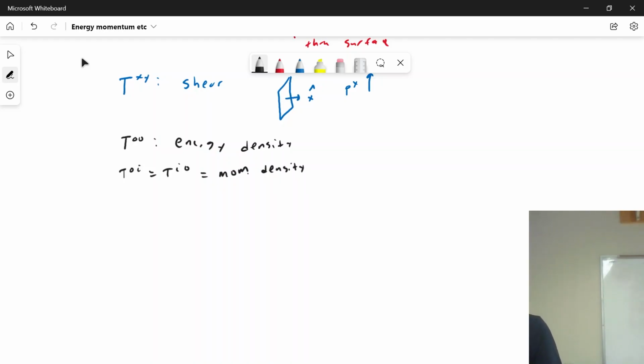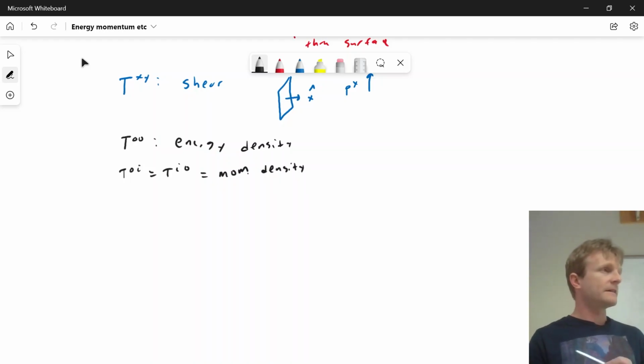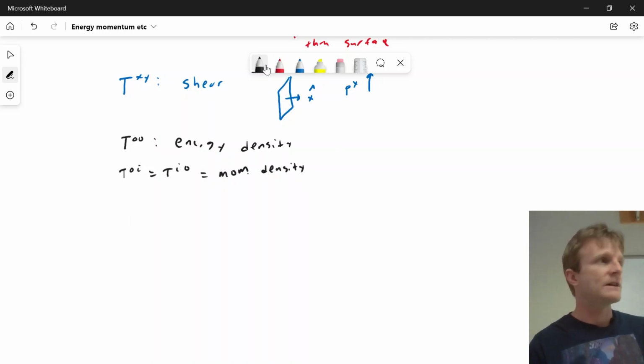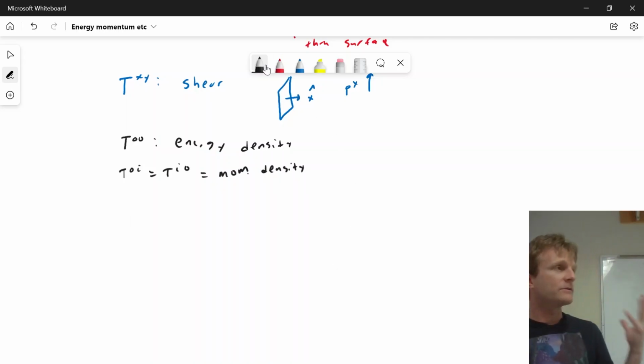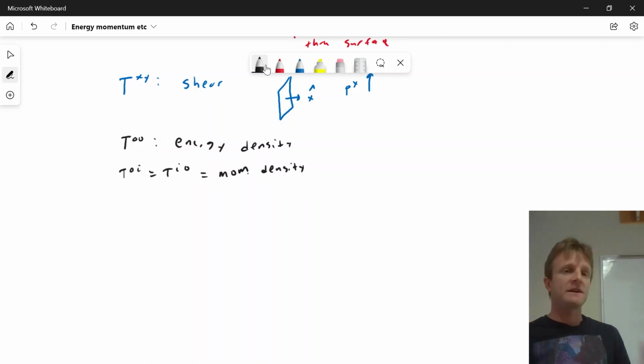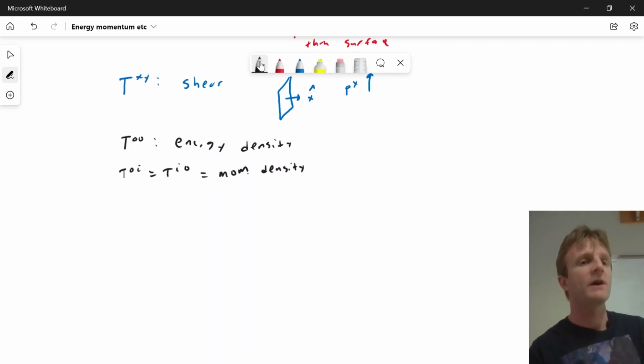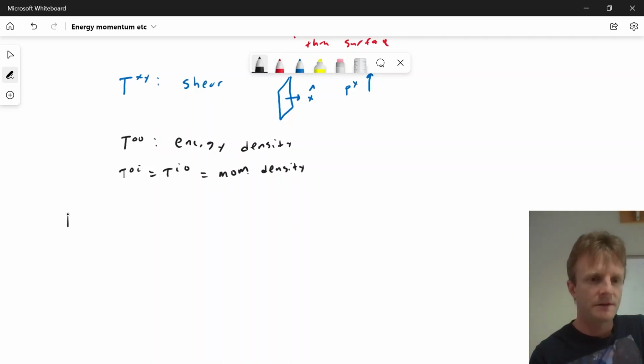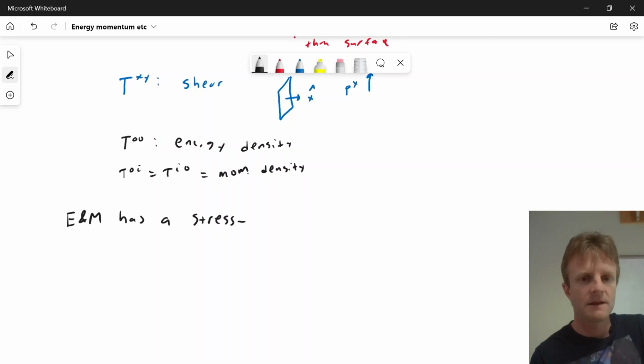Now, I should say that fluids and bars are not the only kind of matter. And you definitely shouldn't think of all energy and momentum in the universe as being associated with fluids and bars. So just as another example, E and M, electricity and magnetism, has a stress energy tensor. I'm not going to write it down. You're going to do a homework problem this week.